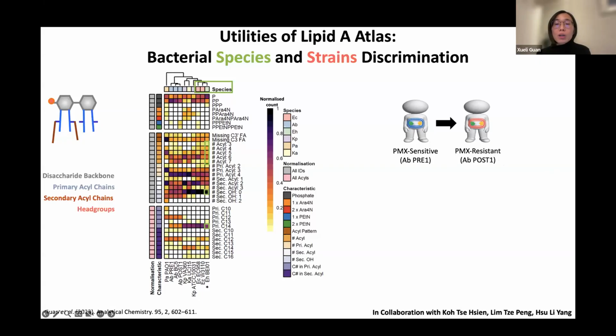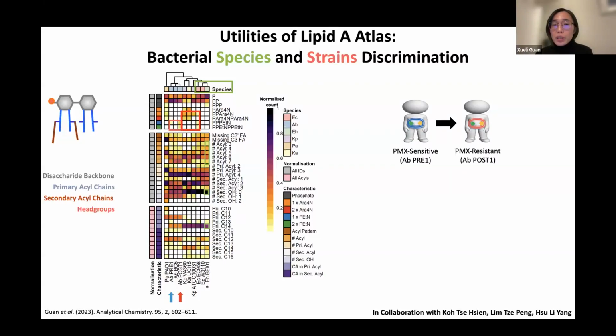So if you recall, resistance to polymyxin, one of the mechanisms is this phosphoethanolamine capping. So this pair of isolates actually serves for us as a positive control. And if we look into the heat map at the position of pre-1 and post-1, we do see that there's accumulation of head group modifications.